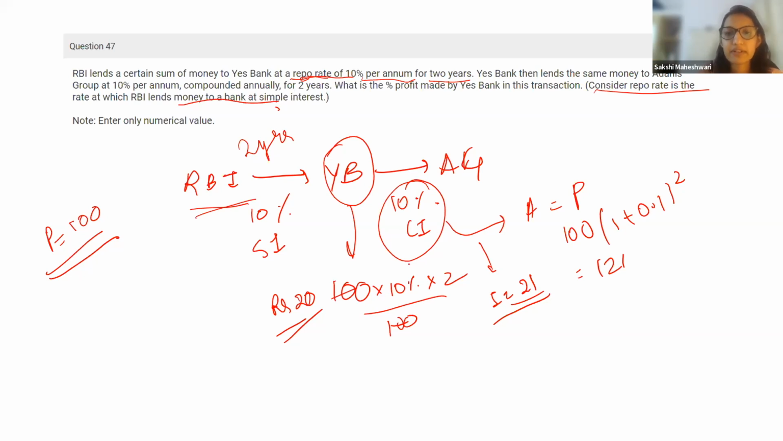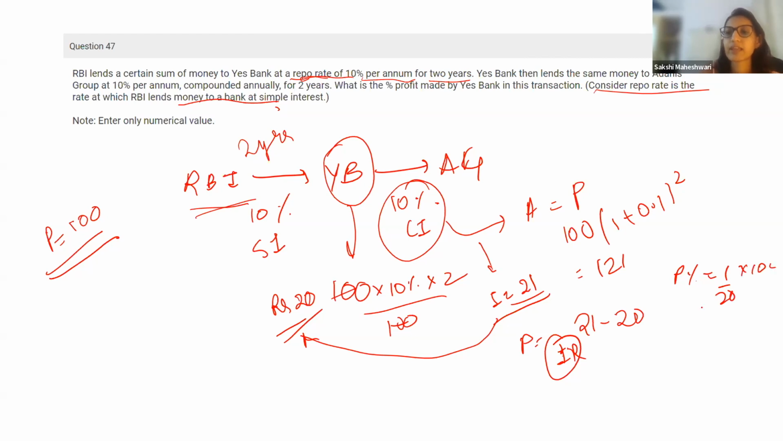So the profit earned by Yes Bank is rupees 1. Are you able to understand? It gained an interest of 21 while it paid only 20. So the profit is 21 minus 20, that is 1 rupee, on 20 rupees. The expense for Yes Bank was the 20 rupees of interest which it paid to RBI. So profit percentage would be 1 by 20 into 100. That is 5%. Okay. Is it clear?